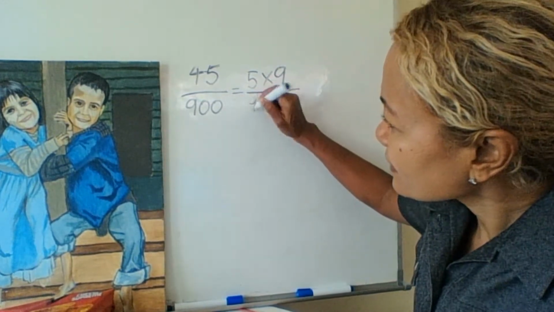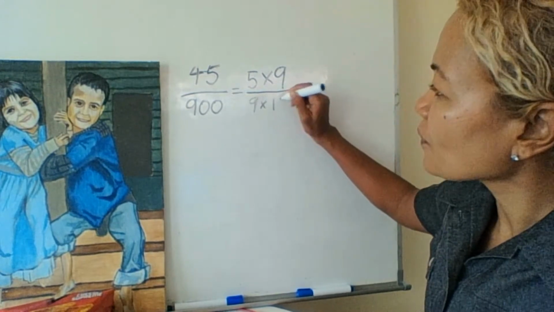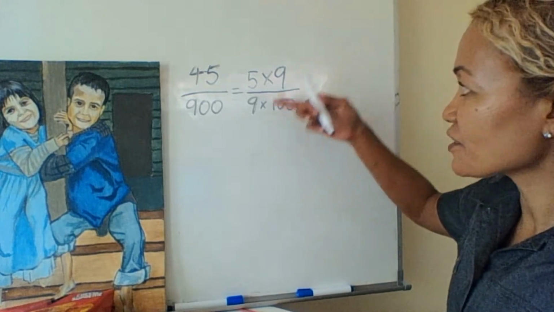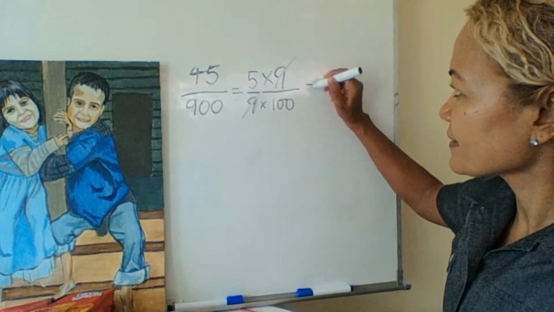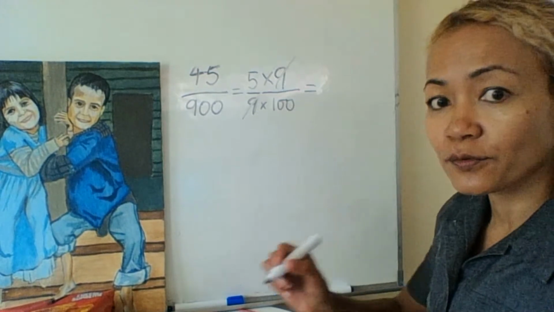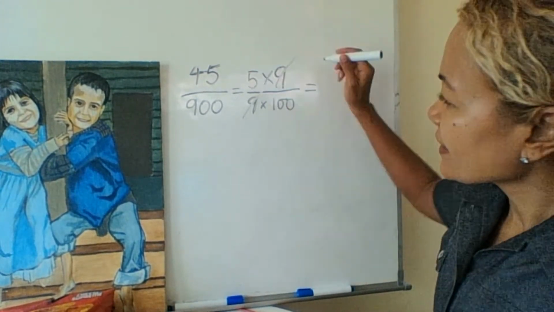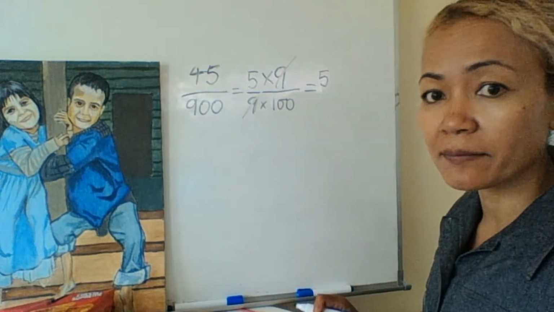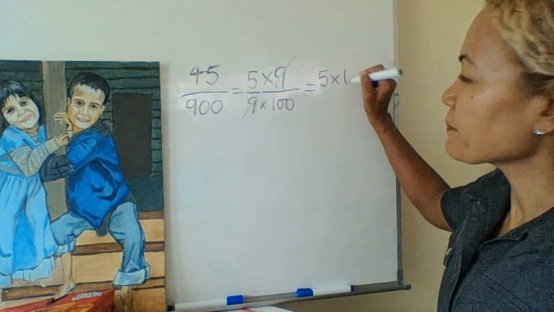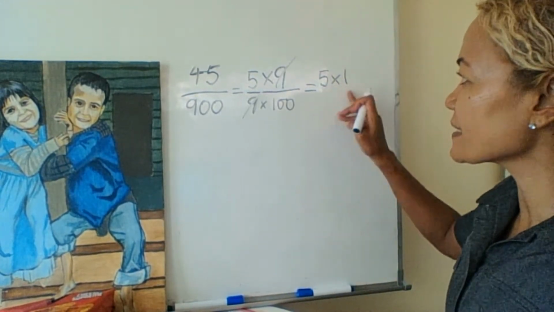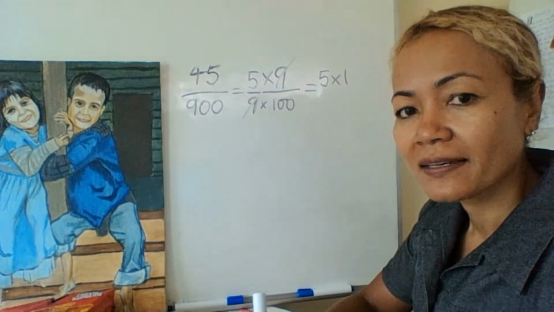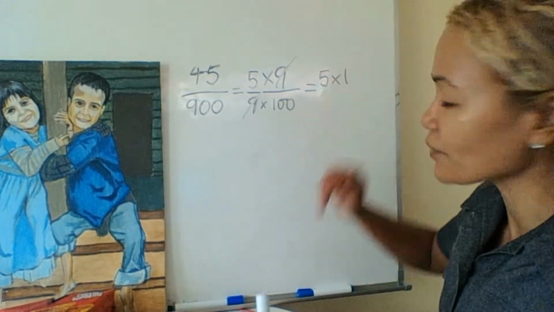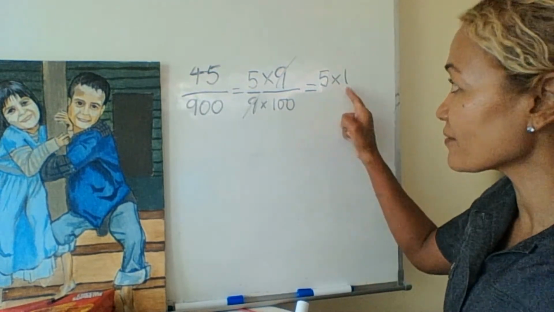9 times 100. You can see there's 9 on the top, 9 on the bottom. Cross, cross. Now you're left with 5 on the top. And when you're trying to expand a number in the bottom and you only have one number on the top, multiply it by 1. It doesn't make any difference to the top, but at least it puts 2 numbers on the top. So 5 times 1 is exactly the same as 5. That doesn't change anything. All it does is give you another number. So if you're going to cancel out the 5, at least there's something else there.